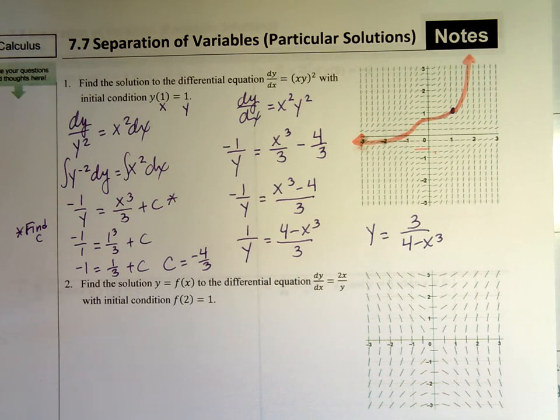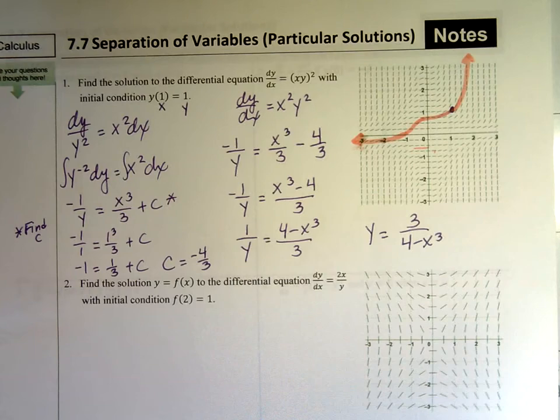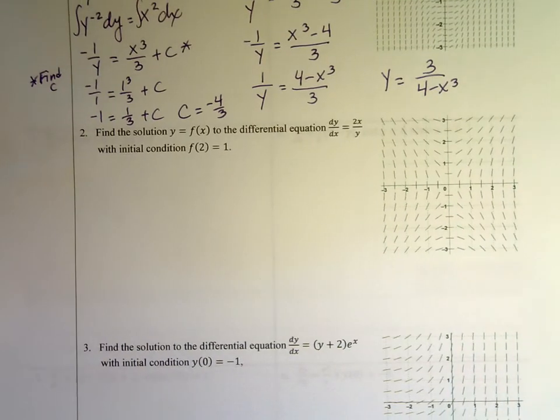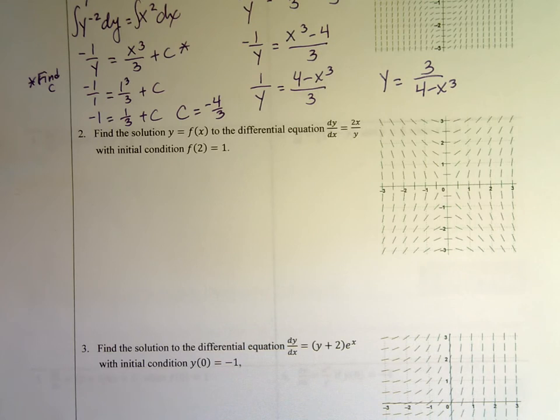Most times they don't ask you to draw the particular solution, but in this case he gave you some examples that show that. All right, that's example 1. Example 2. Find the solution y equals f of x to the differential equation dy over dx is 2x over y with an initial condition of f of 2 equals 1.